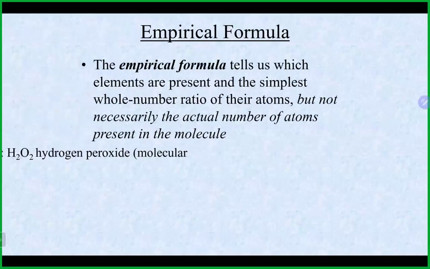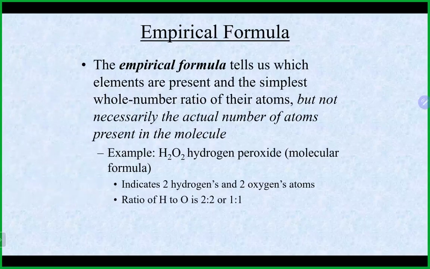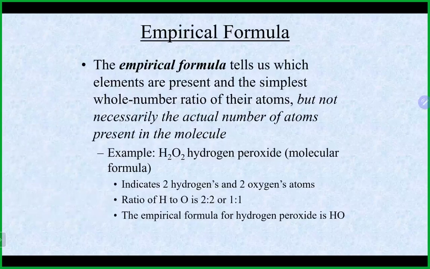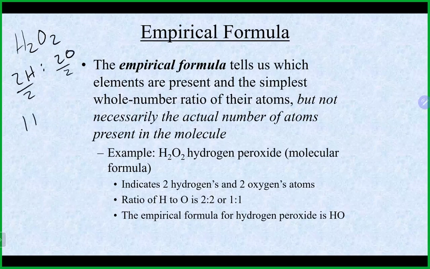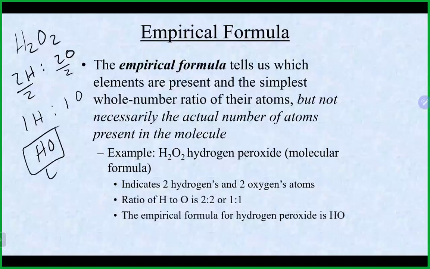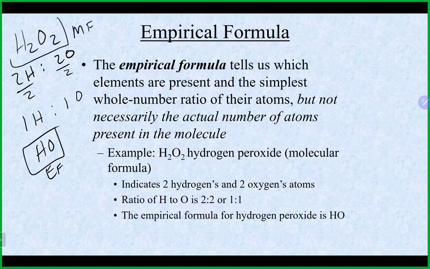Now, the empirical formula, on the other hand, is the simplest whole number ratio of elements that are present. So if we look at hydrogen peroxide, we have 2 hydrogens for every 2 oxygens. And if we divide everybody by 2 here, that is the same as saying you have 1 hydrogen for every 1 oxygen. That would give you your empirical formula of HO for our molecular formula that is present.